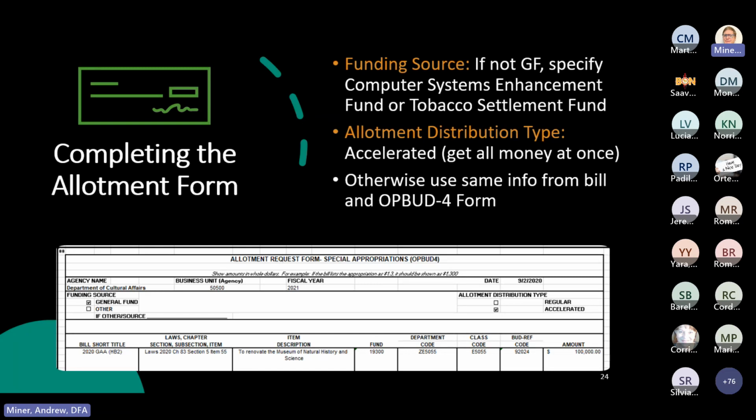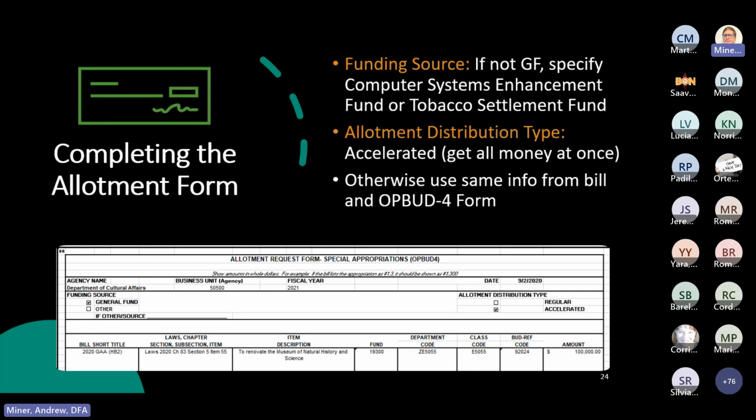So another part to your Op Bud 4 is an allotment form. Again, these are needed if it's from general fund or the computer system enhancement fund, or very rarely the tobacco settlement fund. I'm not sure if I've ever even seen any non-recurring appropriations from the tobacco settlement fund, but I suppose it could happen. And it's there because Financial Control Division controls the distribution of those funds. So that's why it's on there.